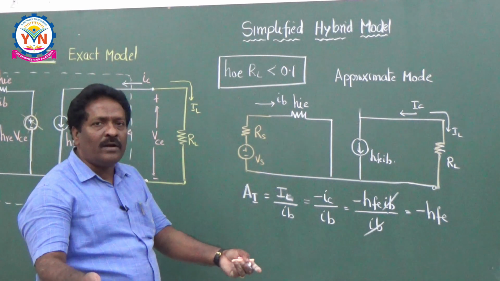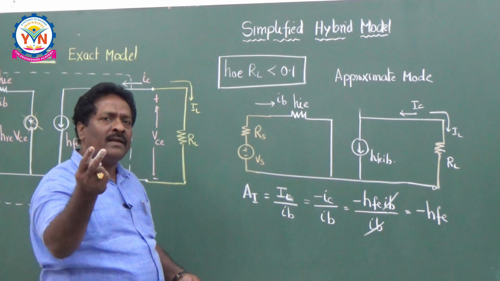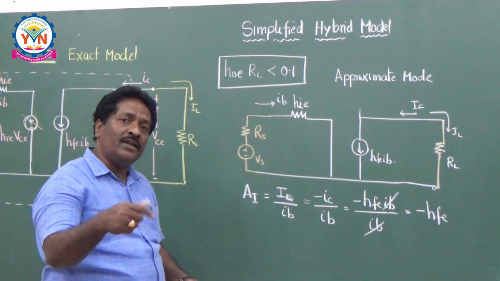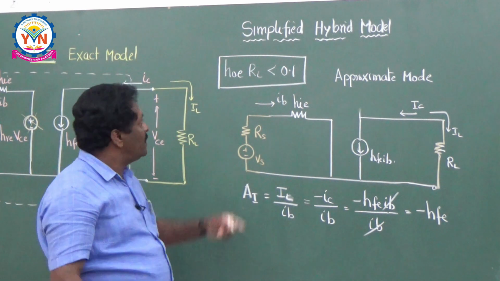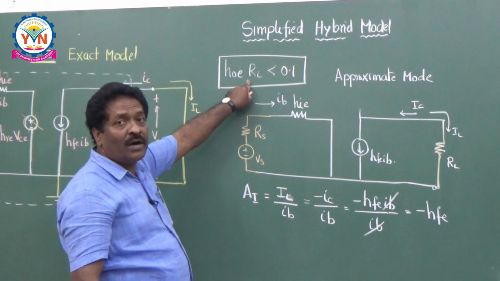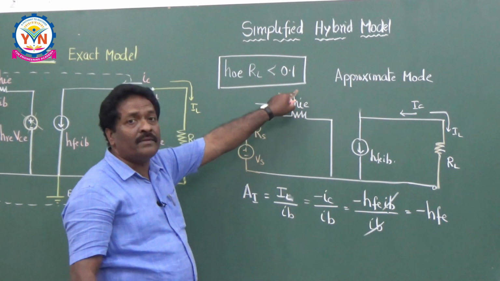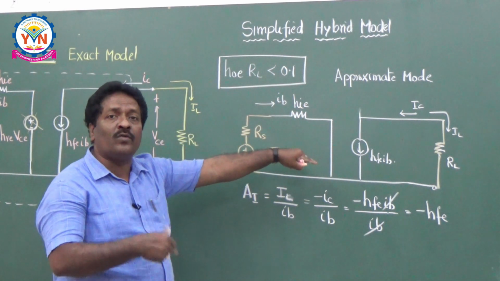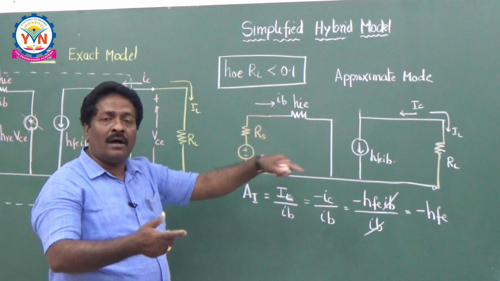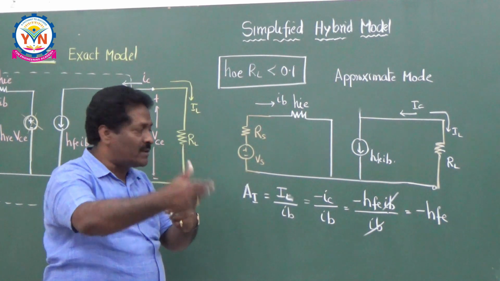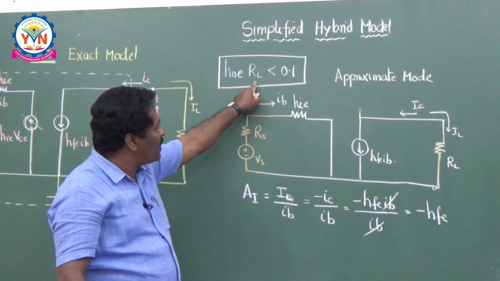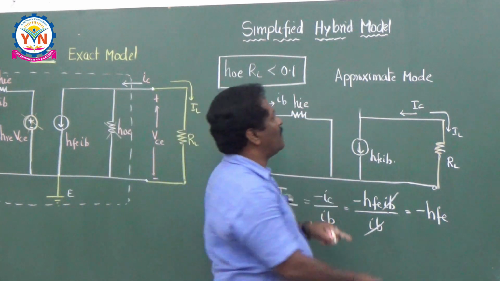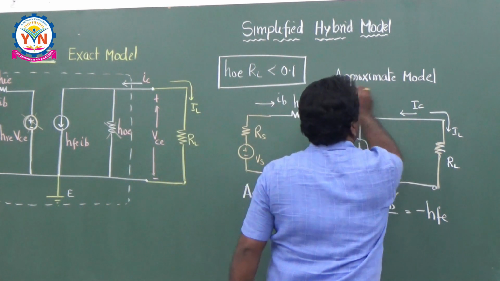In the approximate model, what have you done? You have neglected the effect of HRE and HOE, provided this condition is satisfied: HOE into RL should be less than 0.1. Then only it is a valid model. Otherwise, you are going to get errors. A large deviation will be there in the results. So, that is the reason this condition must be satisfied to use your approximate model. So, this is the approximate model.